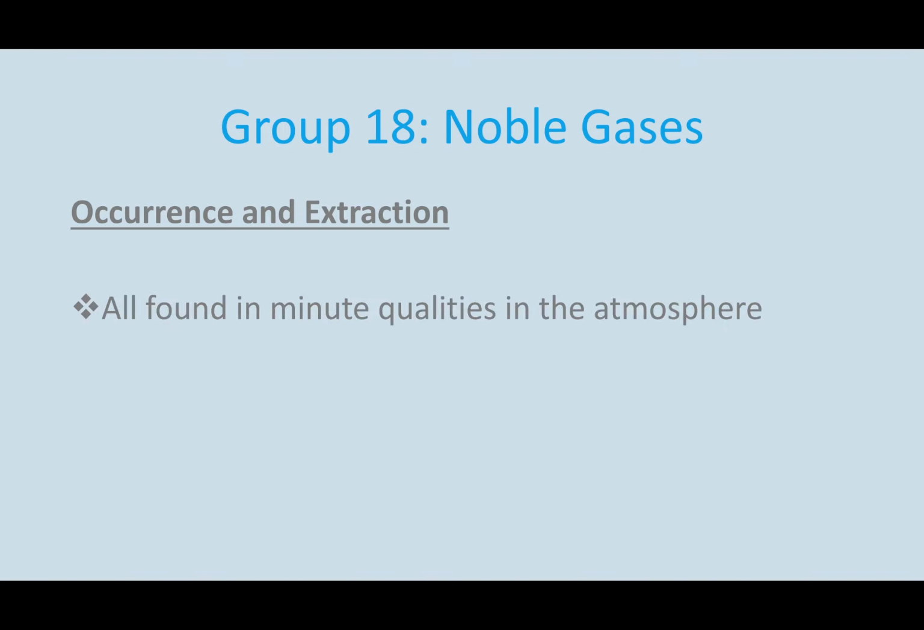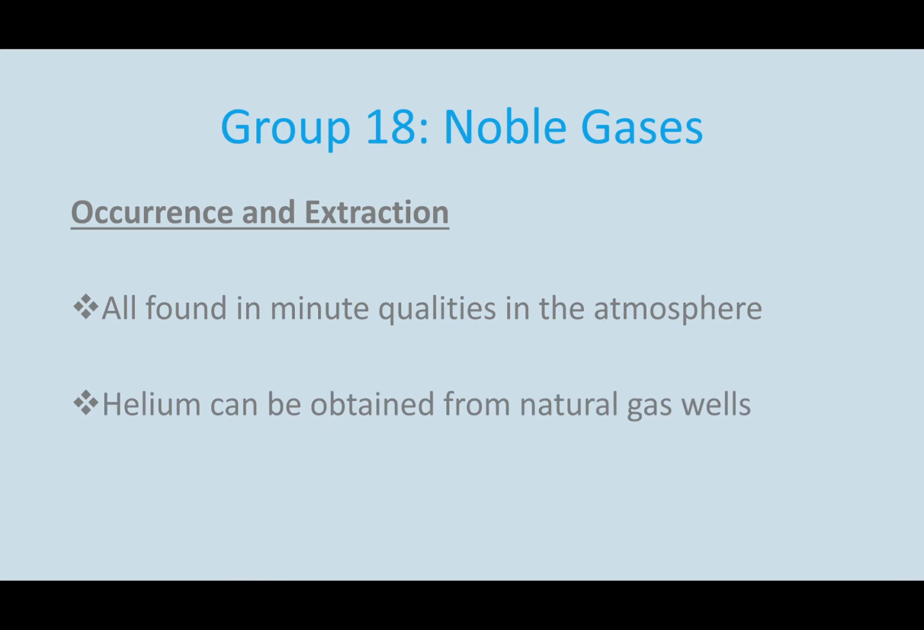The occurrence and extraction: noble gases are all found in minute quantities in the atmosphere. So that means they're all found naturally in the atmosphere, just in small amounts. And helium can sometimes be obtained from natural gas wells, which has just come from decaying radioactive material. That's one thing you may have heard about, like the price of helium, or the fact that balloons with helium cost a lot. Basically, helium is a non-renewable resource, so eventually we will run out of helium.